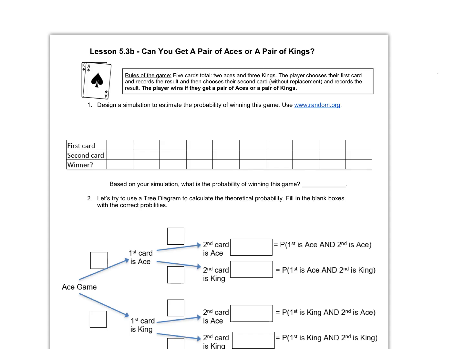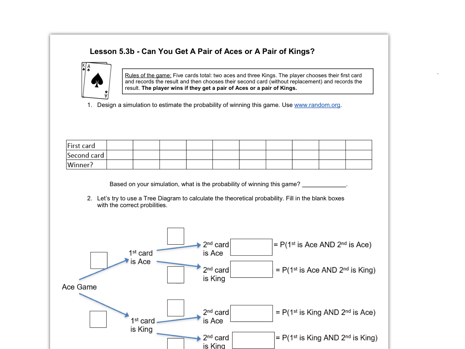This little game, but we're not going to actually use cards because it's just easier with the random.org app. But here's the game. You have 5 cards in your hands. 2 of them are aces, 3 of them are kings. The player chooses the first card and then records the result, then the second card without replacement and records the result. If you get 2 cards that are the same, you win. If you don't, you lose.